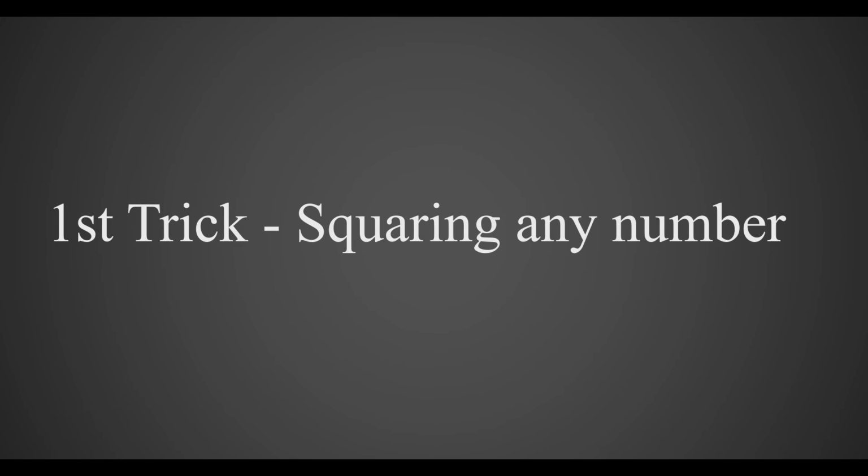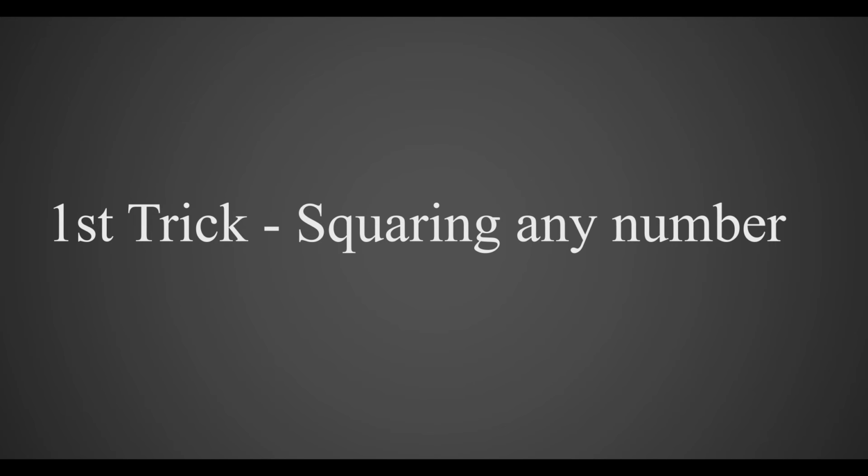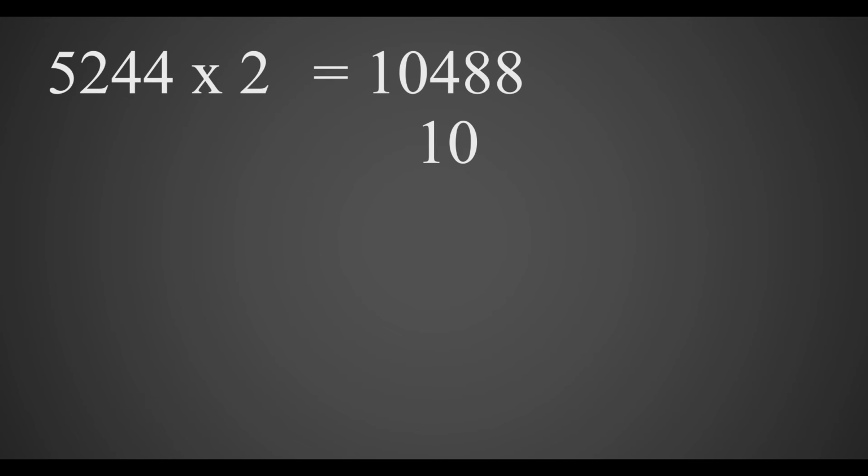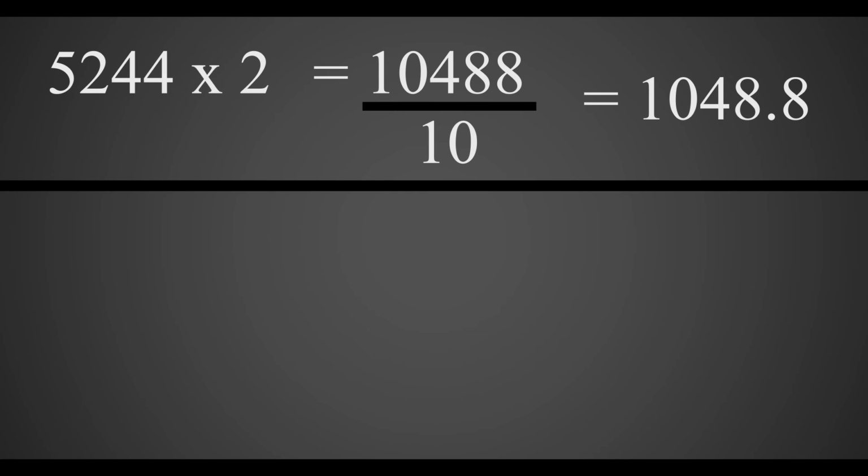So this sixth math trick is very useful, however it's very simple as well. So this trick is to divide any number by 5 quickly. So let's say we have the number 5,244. What we need to do is multiply the number by 2, which is simple. Multiplying it by 2, which is 10,488. And then you have to divide your answer by 10 to get 1,048.8.